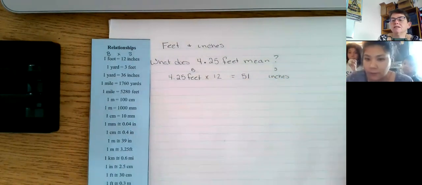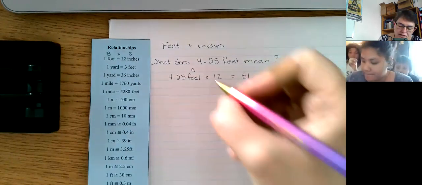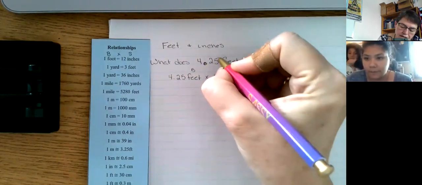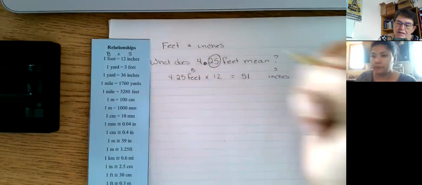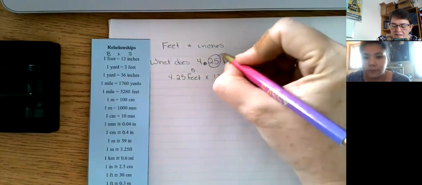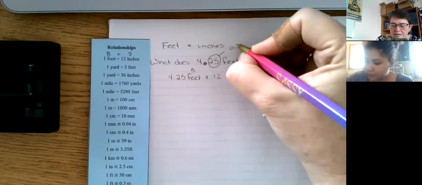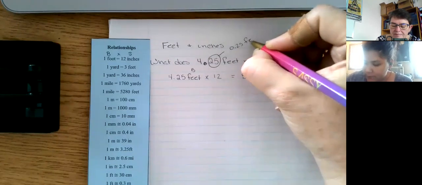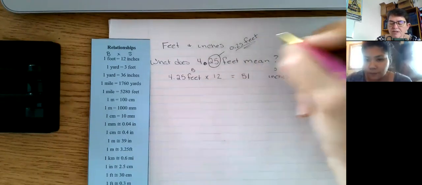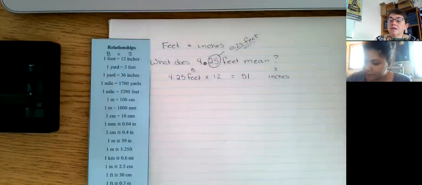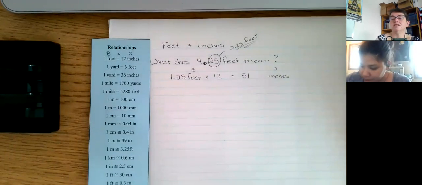It's 51 inches. What I wanted to make sure is that you think of this as 0.25 feet. A lot of times students will see that 0.25 and they'll think, well, it's 4 feet and 0.25 inches. Nope.